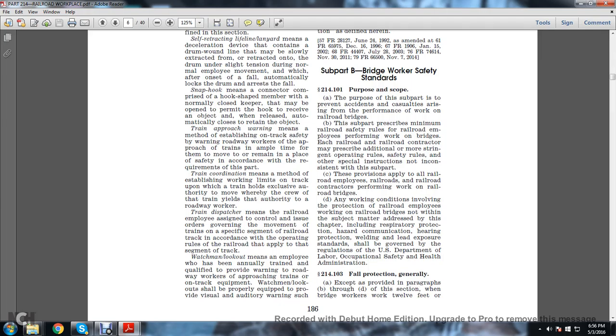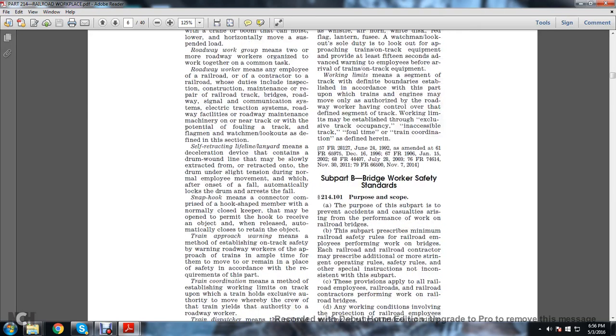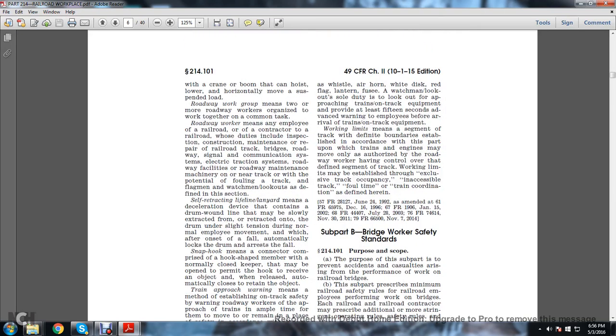Watchman or lookout means an employee who has been annually trained and qualified to provide warning to roadway workers of approaching trains and on-track equipment. Watchmen and lookouts shall be properly equipped to provide visual and auditory warning, such as a whistle, air horn, white disc, or red flag, lantern, and fusee. The watchman/lookout's sole duty is to look out for approaching trains and on-track equipment, providing at least 15 seconds of advance warning to employees before the arrival of the train or on-track equipment.